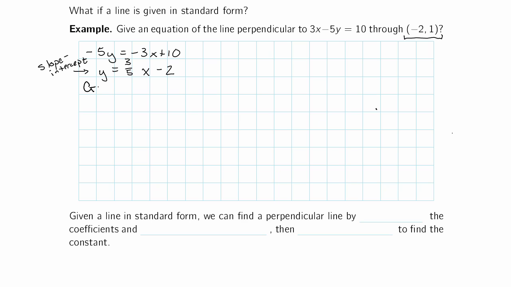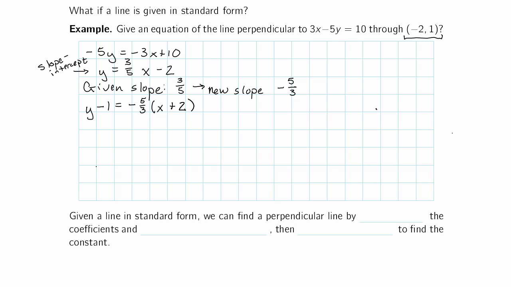Our given slope is 3/5. So our new slope, switch the sign so it's negative, take the reciprocal. Our new slope will be -5/3. Putting that into the point-slope form with the given point, we'll have y minus 1 equals -5/3 times (x minus -2), which is x plus 2.